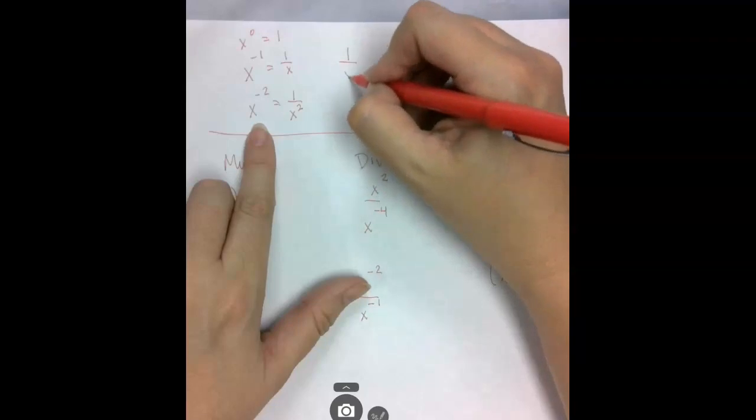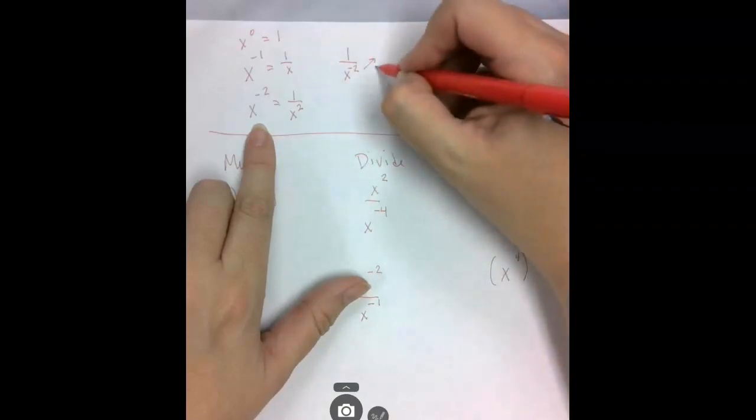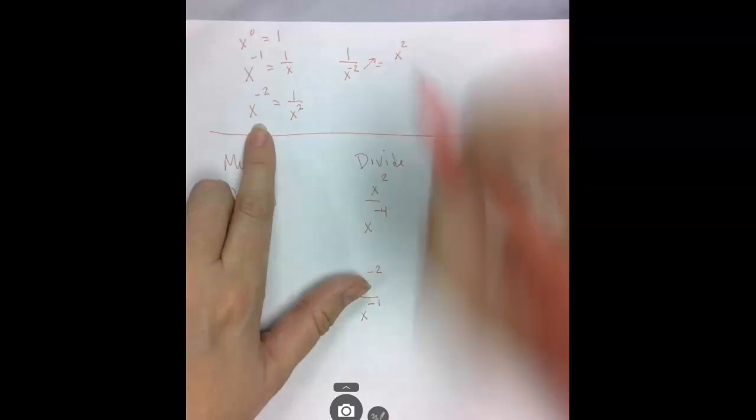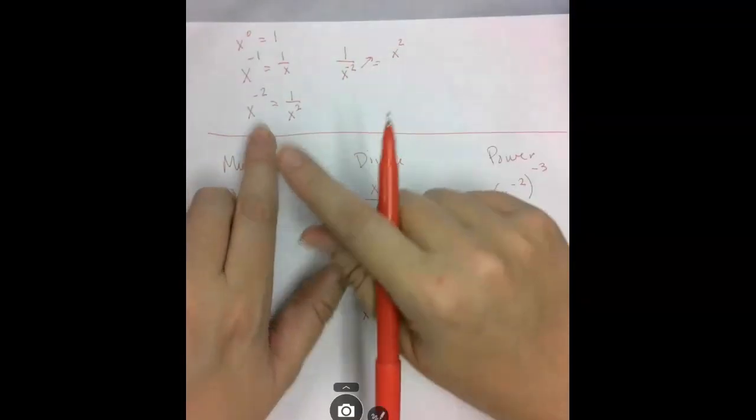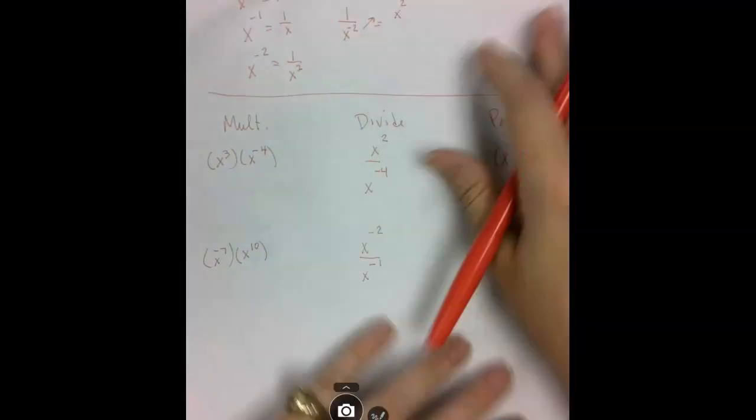Similarly, if I had x to the negative 2 on bottom, that would mean it's going to go to the top and be x squared at the top. So the negative makes it move from the bottom to the top or back and forth. So then we have a couple of problems.